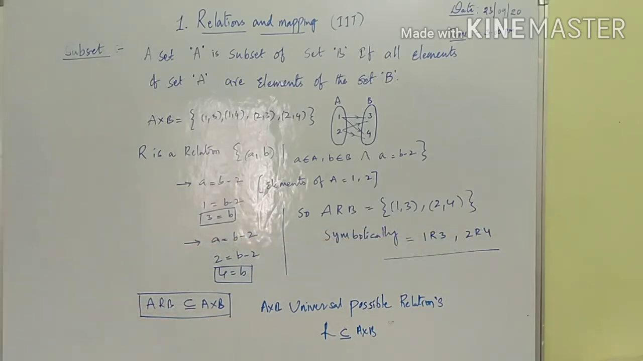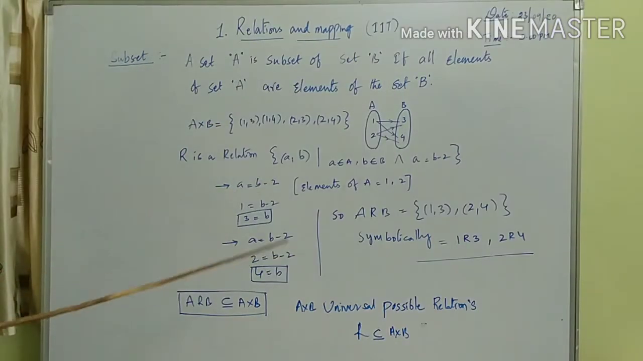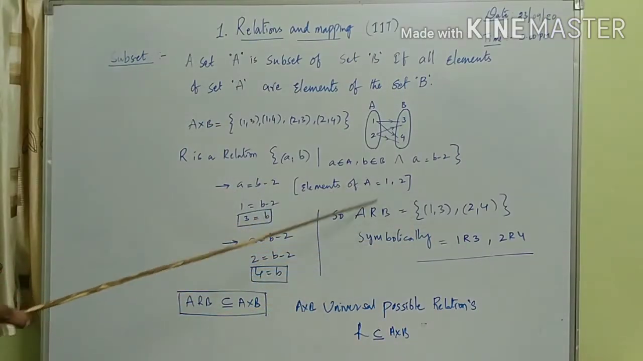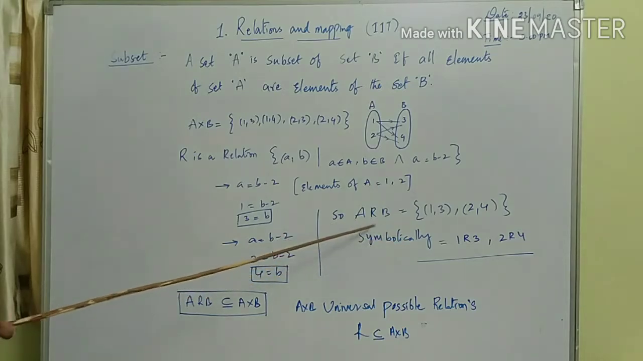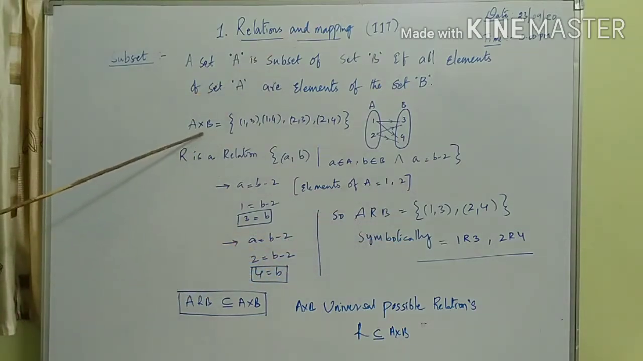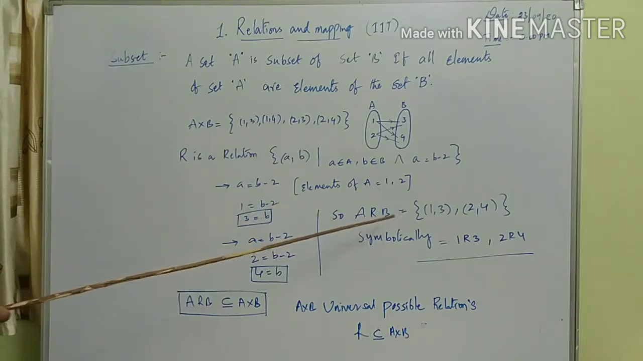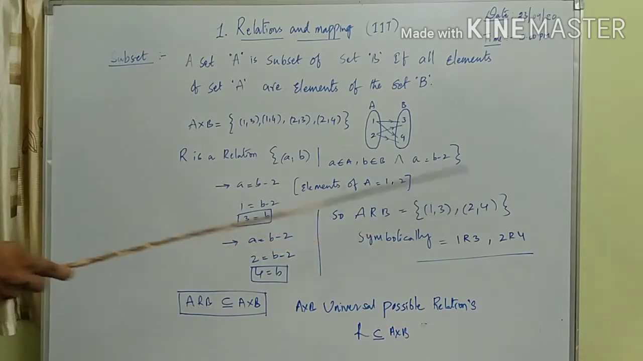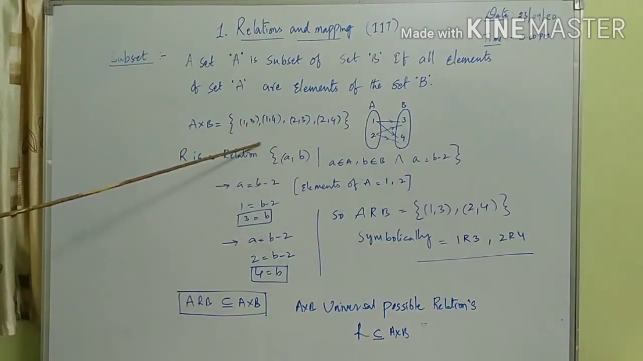So in this situation we can say that the set of a related to b is a subset of A cross B. Here all elements in a related to b, (1, 3) and (2, 4), are in A cross B. So it is a related to b is a subset of A cross B. This is the subset meaning.